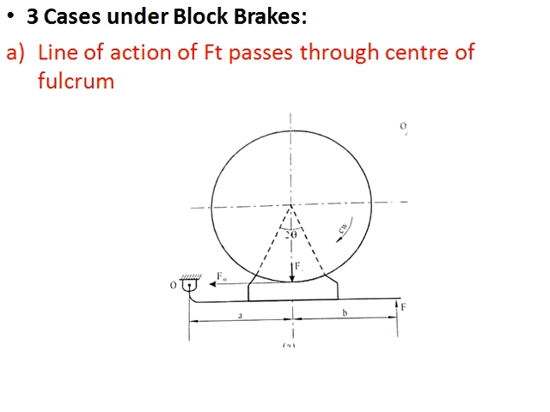Under this block brake there are three cases. First case, line of action of Ft passes through center of fulcrum. So here this is the center of drum or disc, and the position of fulcrum and Ft, if we consider, this Ft passes through center of fulcrum. So this is the first case. This first case can be again divided into two types depending on the direction of rotation of disc. If disc is rotating in one direction, you have to choose one particular equation. If the disc is rotating in anti-clockwise direction or counterclockwise direction, you have to select some other equation.